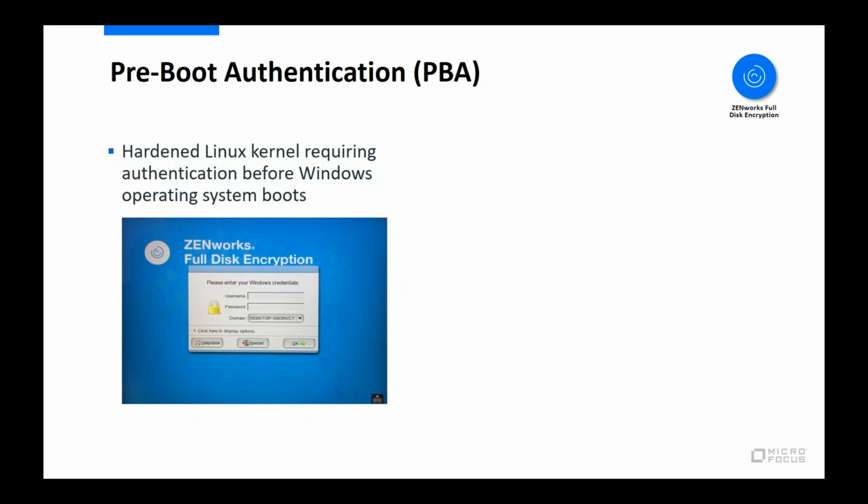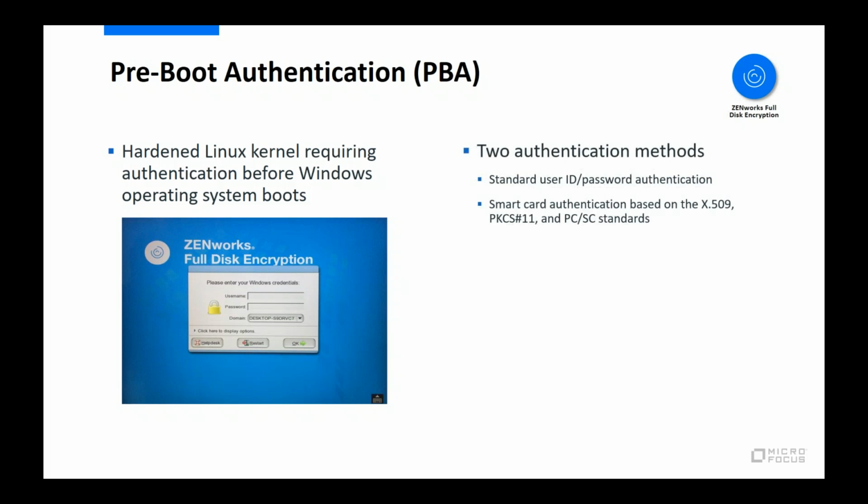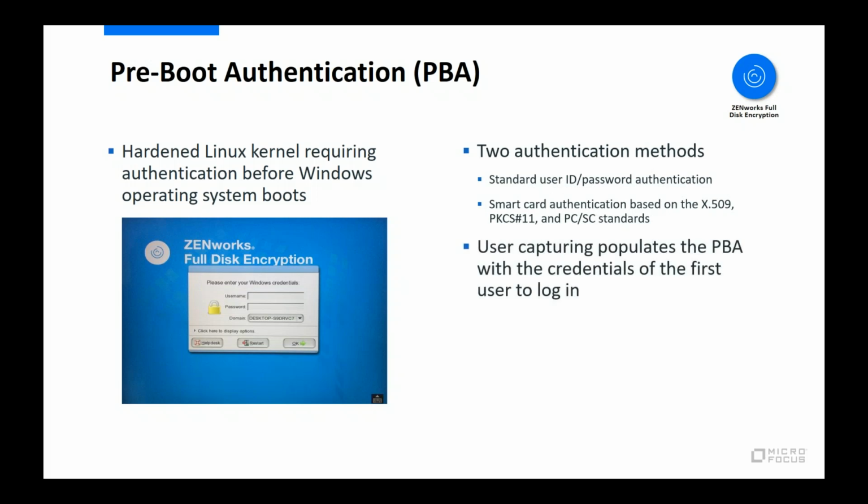When it is enabled, the device boots to a Linux kernel that is explicitly configured for security and reliability. After successful pre-boot authentication occurs, the device then boots to the Windows operating system. For authentication, you can use standard user ID password authentication, smart card authentication, or both. To make it easy to populate the PBA credentials, ZENworks Full Disk Encryption can capture the credentials, either user ID password or smart card, of the first user to log in after initialization of the PBA. And, of course, if you don't want users to have to enter both PBA credentials and Windows credentials, you can configure single sign-on so that only the PBA credentials are required.